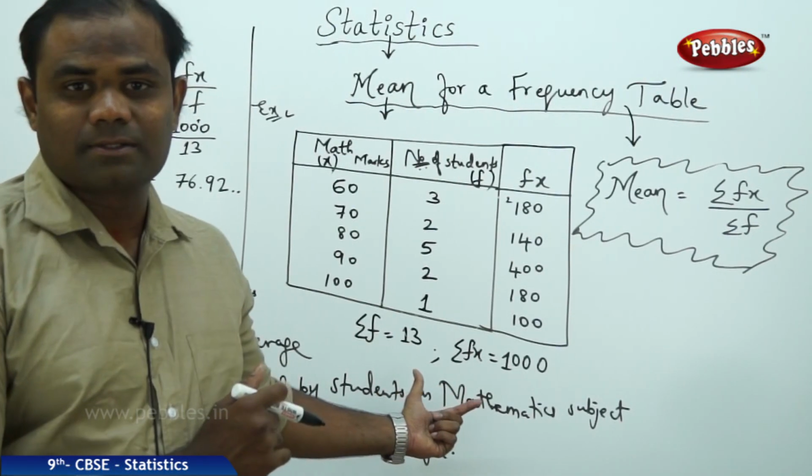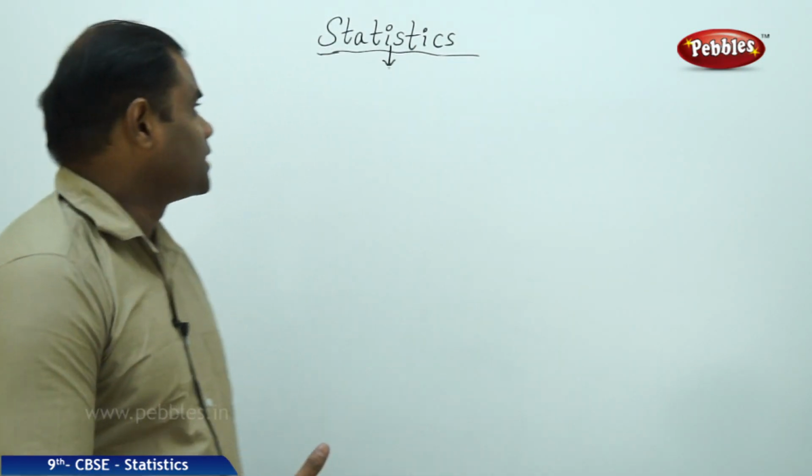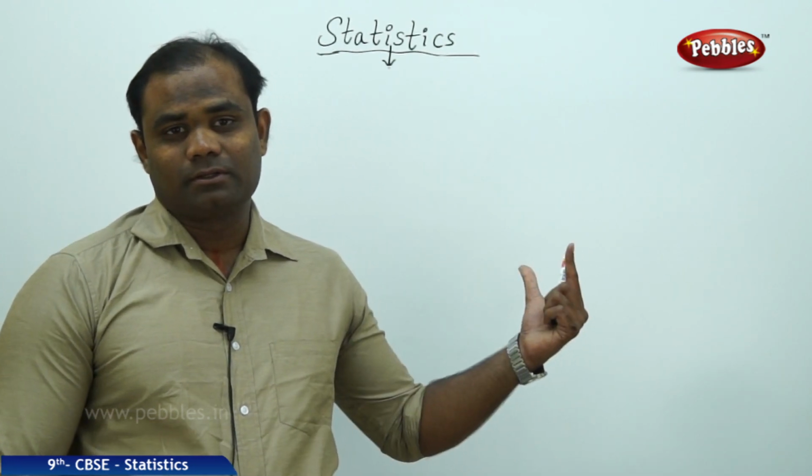Not a bad marks. The next measure of central tendency in the branch of statistics is median. Now that we have discussed mean, let's enter into understanding the next measure of central tendency. This session is about median, the second measure of central tendency.